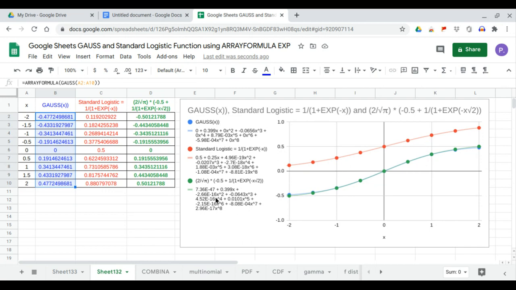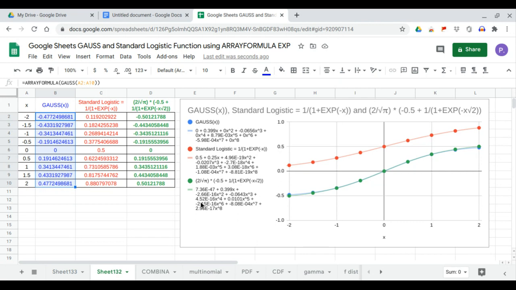The trend line equation, they have the same regression coefficients. So like 0.399, 0.399 for x, and 0 for x squared. This one is already 0 times 10 to the minus 16. And for the x cube is 0.0643, 0.0656. That's very close. And x to the fourth, it's 0. This is very small. Times 10 to the minus 16, 4.52.